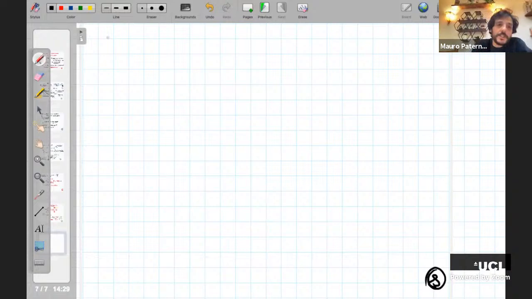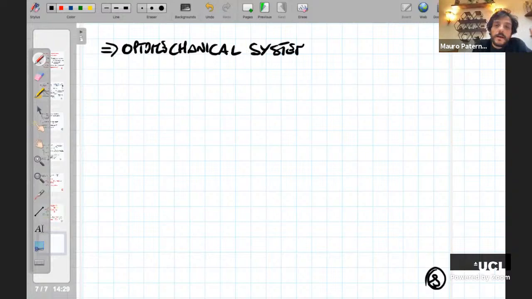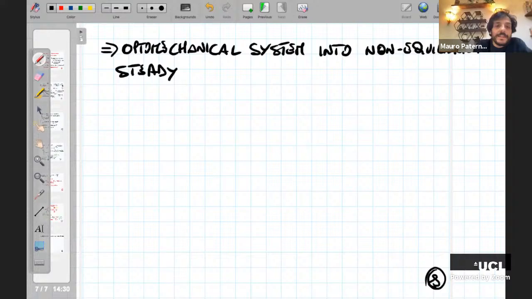The best that you can achieve is that the optomechanical system goes into a non-equilibrium steady state. What does it mean? This means that there is no chance in which the optomechanical system itself will be comparable to a thermal state at any temperature.